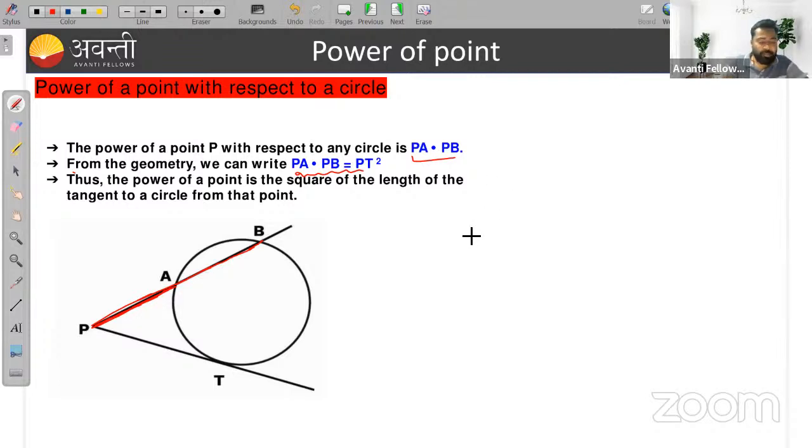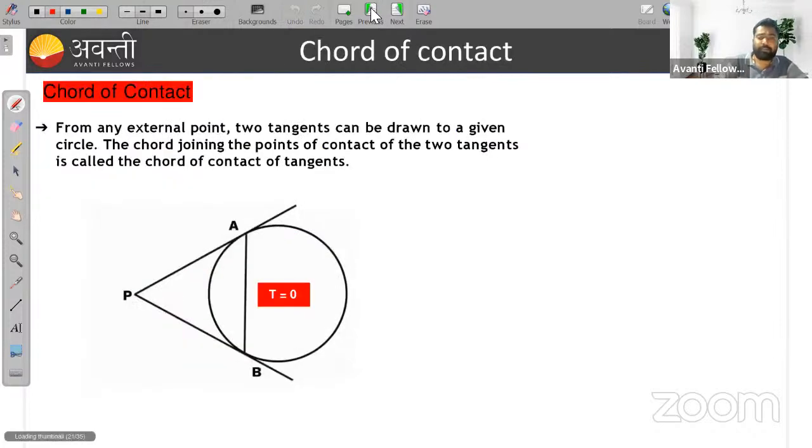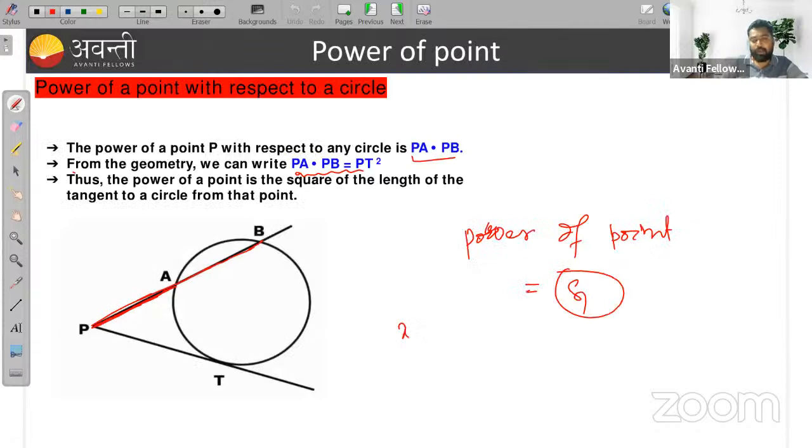That is also, we can say, the power of point is actually S1, right? What is the equation you have? Suppose you have an equation of circle like this, x square plus y square plus 2gx plus 2fy plus c is equal to 0. Then the power of point will be S1.